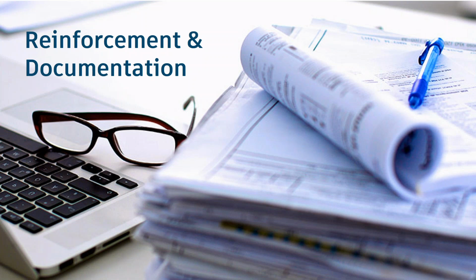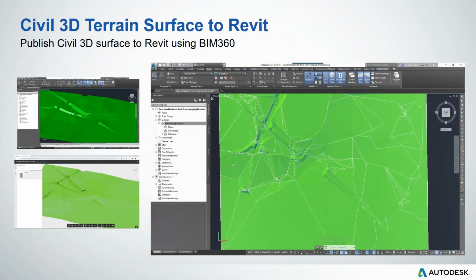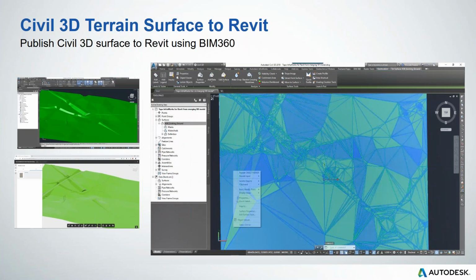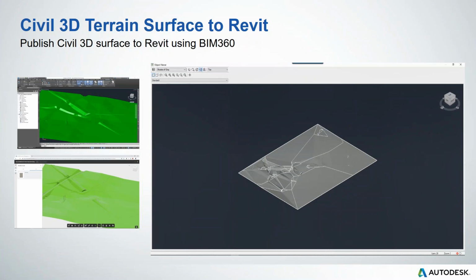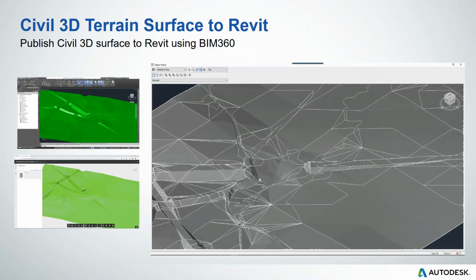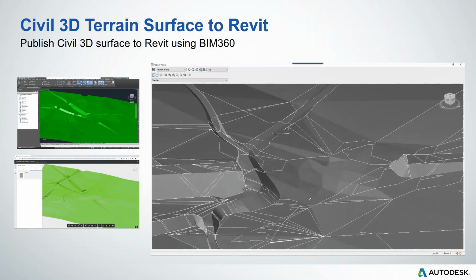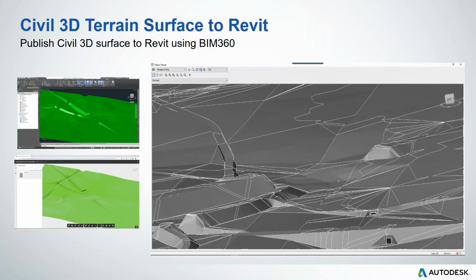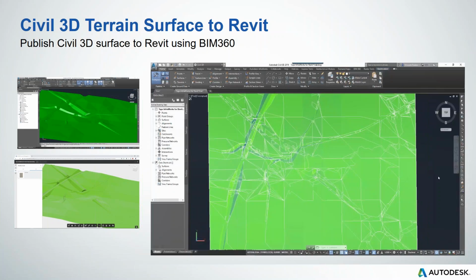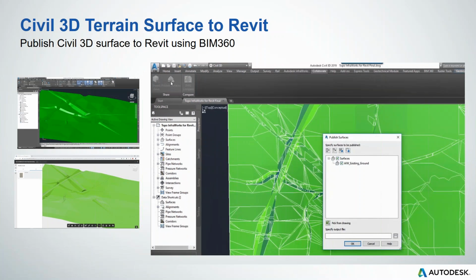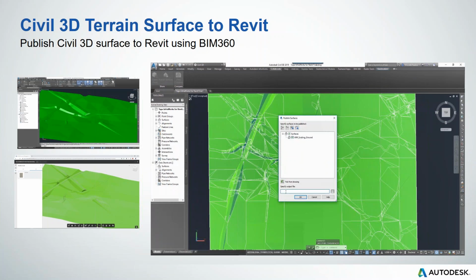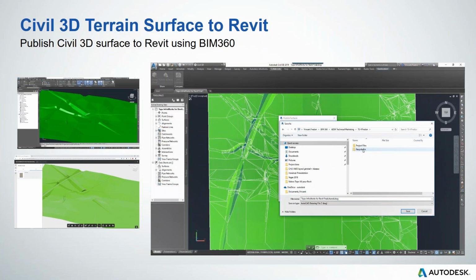What about doing some reinforcement and documenting our bridge design further? So the way to do it, first we need to bring the accurate, latest modified terrain surface from Civil 3D into Revit. And this is where we use the BIM 360 platform. So we publish that surface into BIM 360 Docs, and then we're able to download that surface or link it into our Revit environment to have the existing condition. Definitely need to have the Desktop Connector installed for this functionality to work properly.